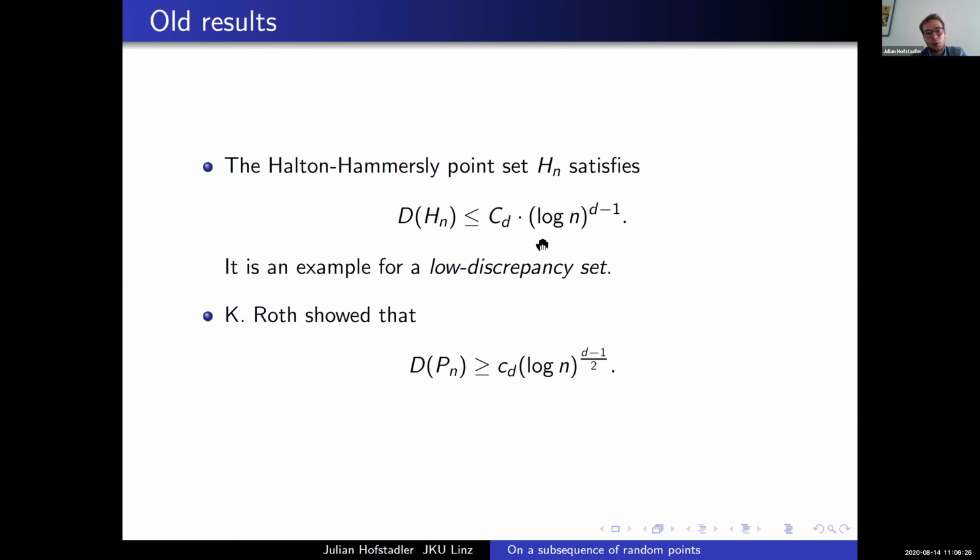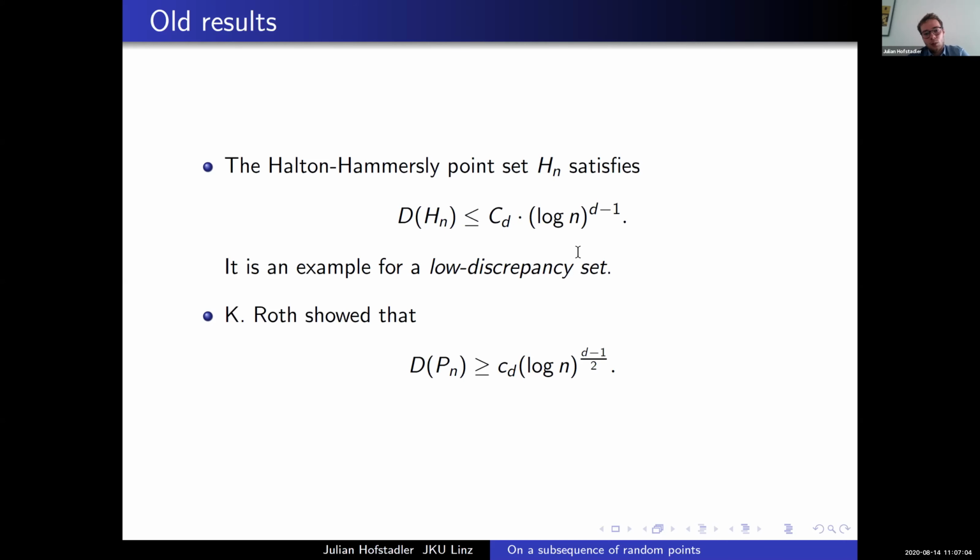We can bound the discrepancy from above by a constant depending on the dimension. In particular, it depends on the prime numbers you choose, and you have quite good estimates for these constants as well, but the main term is this log n to the d minus 1 here. And if we have a bound of this form for some set, we call it a low discrepancy set in general. And there are several ways to do so, which I will not go through now.